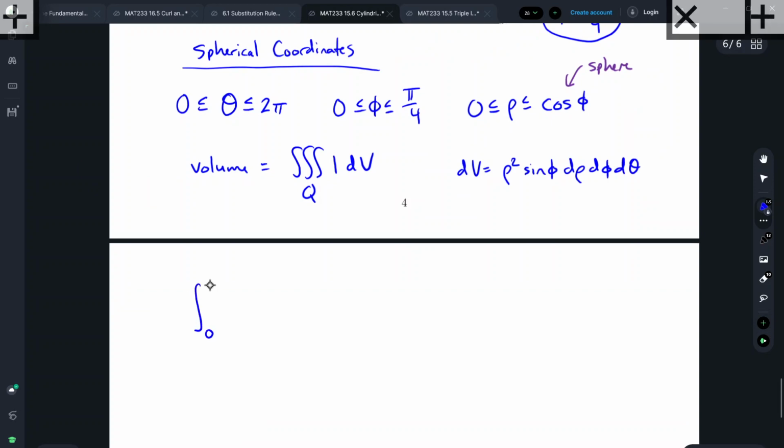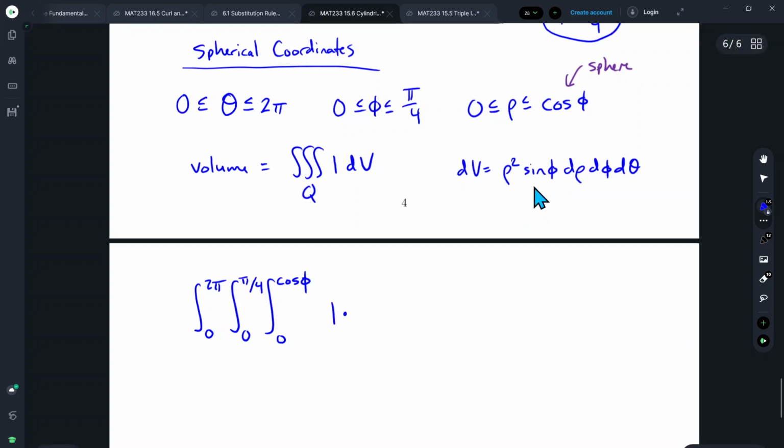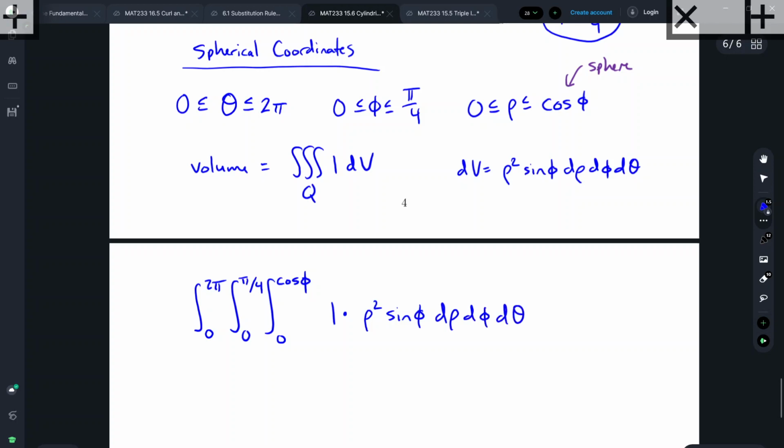So theta goes between 0 and 2 pi. Phi goes between 0 and pi over 4. And then rho goes between 0 and cosine phi. We're integrating the function 1, but then dV is this thing, so I have to include that: rho squared sine phi d rho d phi d theta. Okay, so this is the triple integral we have to calculate.